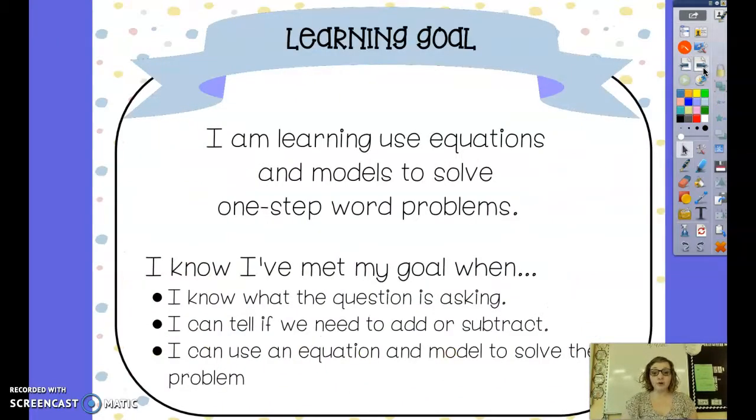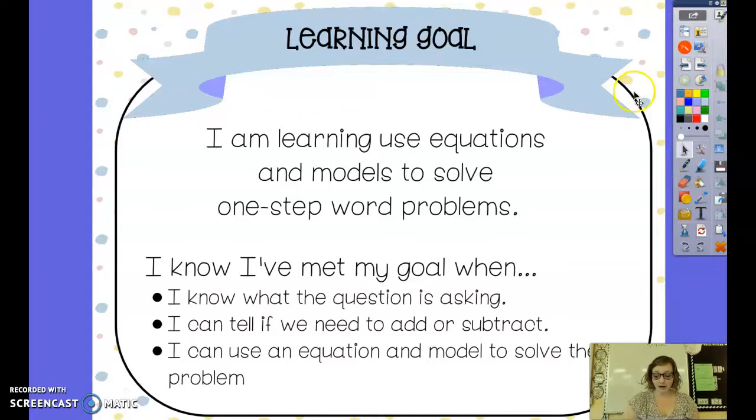All right, our learning goal is I am learning to use equations and models to solve one-step word problems. And this week we've been meeting our goal by doing the following things. We know what the question is asking. We can tell if we need to add or subtract. And we can use an equation and a model to solve. So we've been working on those skills all week.